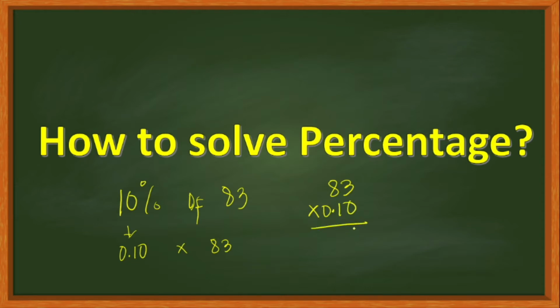10 hundreds. 0 multiplied by 3 is 0. 0 multiplied by 8 is 0. Then 1 times 3 is 3. 1 times 8 is 8. Then add 0, 3, and 8. On the number of decimal places, we have 2. So the answer is the 10% of 83 is basically 8 and 3 tenths. So this would be the traditional way on how to solve the given percentage.